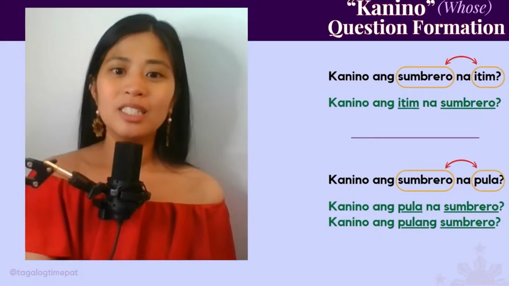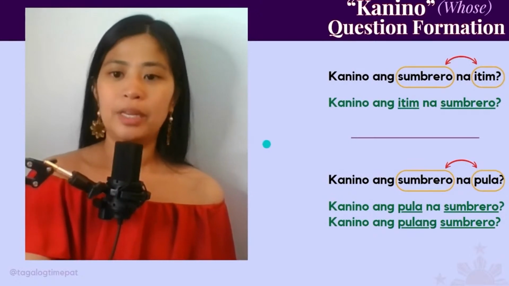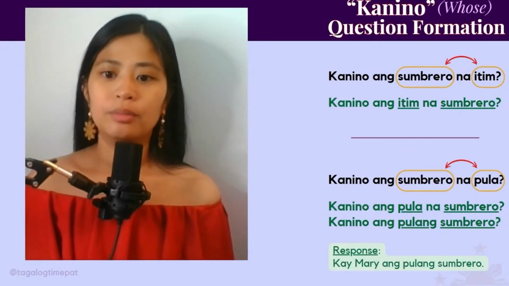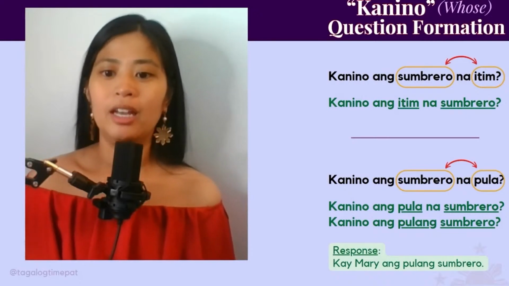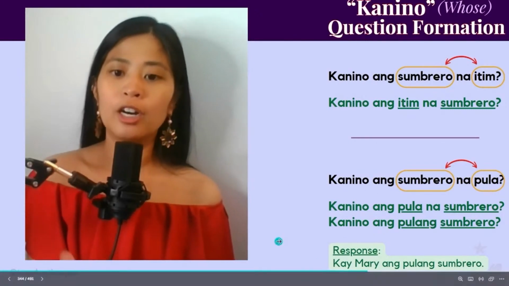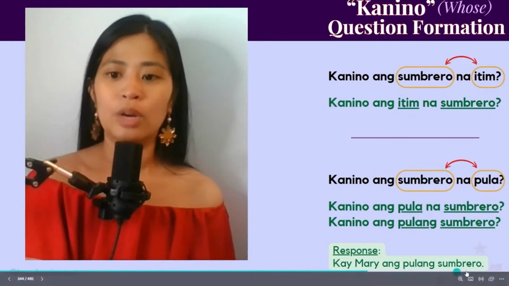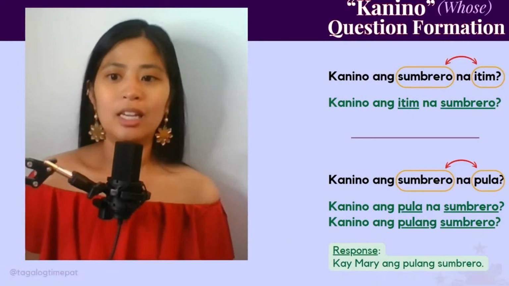Okay, so to respond to this question, kanino ang sombrero na pula? It would just be, kay Mary ang pulang sombrero. That is Mary's hat, or that hat belongs to Mary. Your response has to have the ownership marker, kay, because it's one person, and then you can add the rest of the phrase. But remember, your simplest answer would be kay Mary.